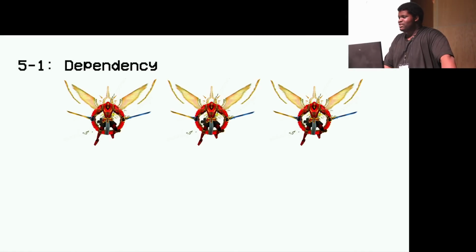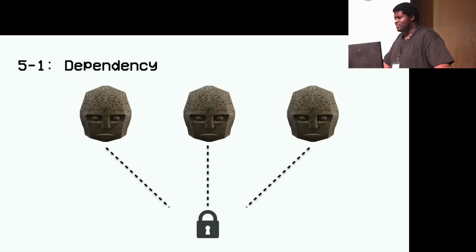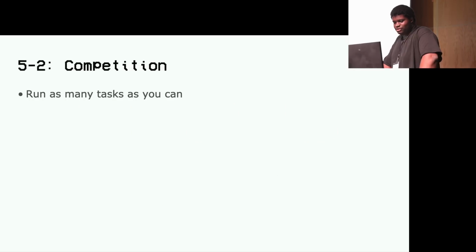The second sin, dependencies. Let's say you have 3 threads ready to go. They do work, and you put a lock on it. Why'd you do that? Don't do that. That just limits your concurrency by a lot. So generally, you want to avoid having things collect onto one shared resource.